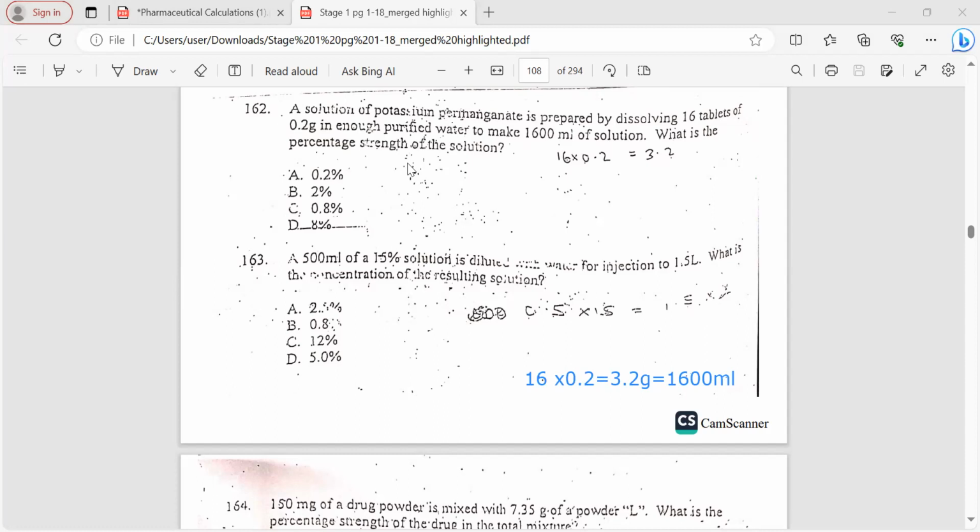Hizi tunatumia C1V1 ama? Ama sisi C1V1 ziko tu C2V2. So C1V1, this CV is equal to this, and now the concentration.